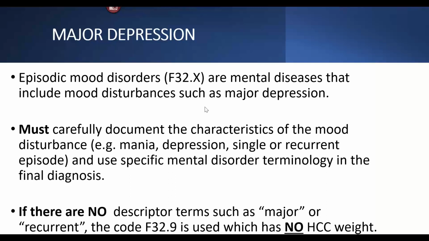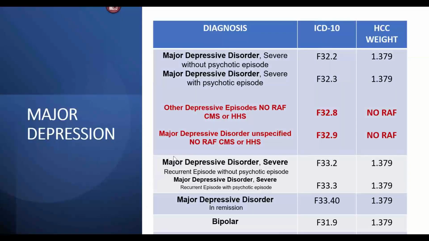Depression, very common mistake is we don't document things appropriately. You have to use these descriptor terms, the mania, depression, single or recurrent, use specific mental disorder terminology. If you don't use descriptor terms such as major or recurrent, then you have to use F32.9, which does not RAF. And let me show you that. So you got a major depressive disorder, severe without a psychotic episode, F32.2, it does RAF. With psychotic episode, you get the same RAF. But if you use any of these coding diagnoses, F32.8, other episodes, no RAF. Major depressive disorder, unspecified, no RAF.